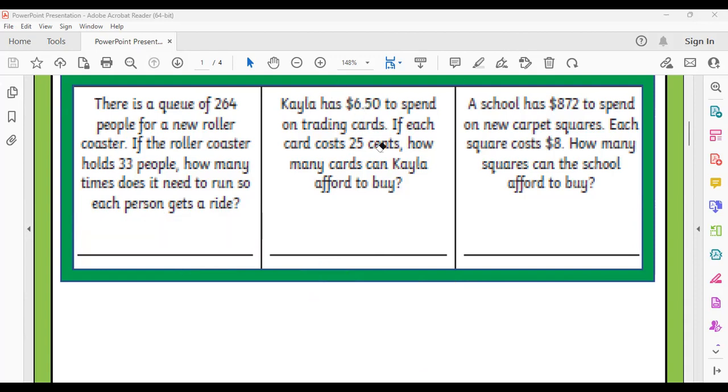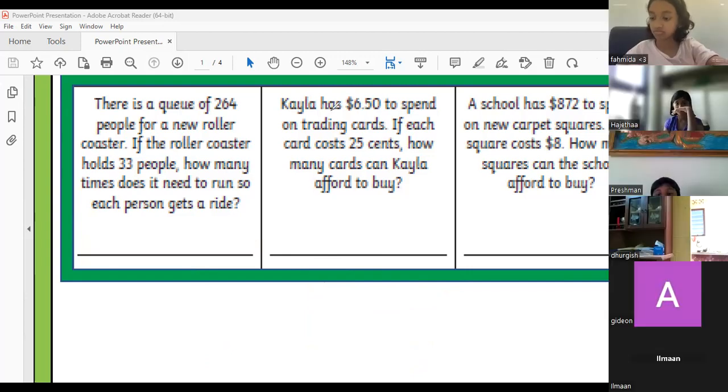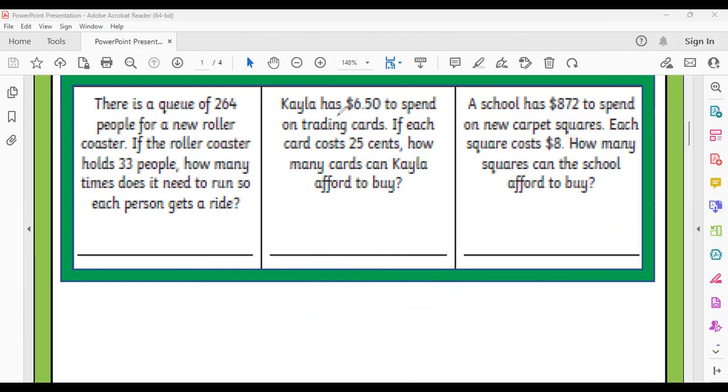Now we are moving on to the next question. Also, you're not finished even these two. Who hasn't read yet? Okay. Kayla has 650 to spend on trading cards. If each card costs 25 cents, how many cards can Kayla afford to buy?